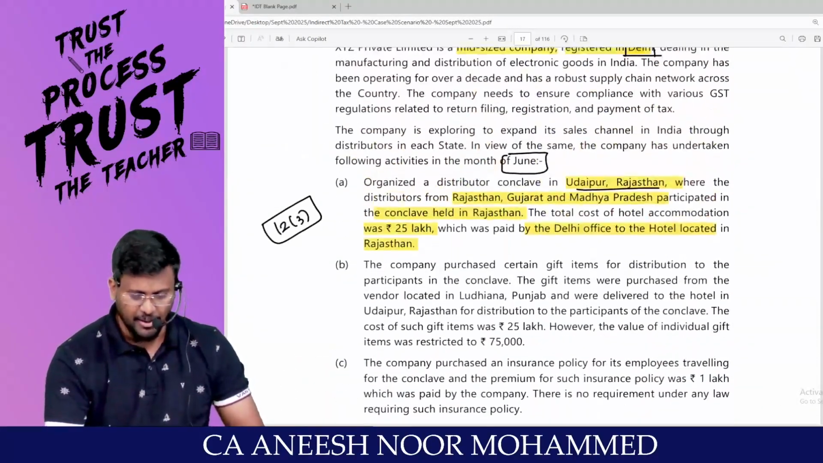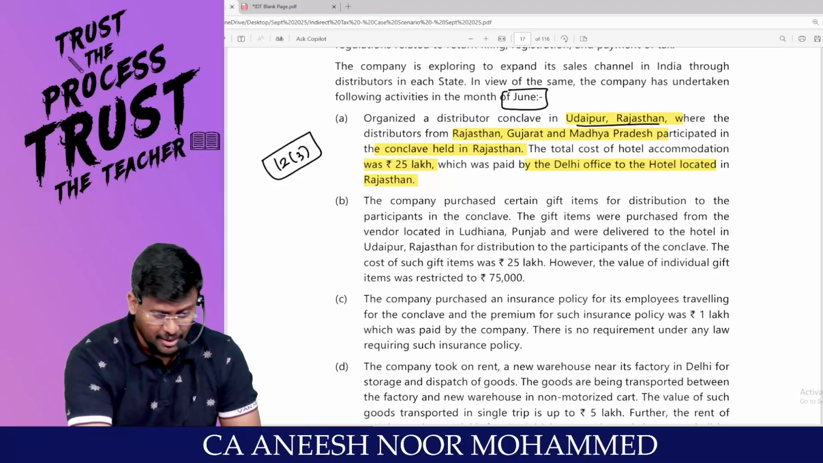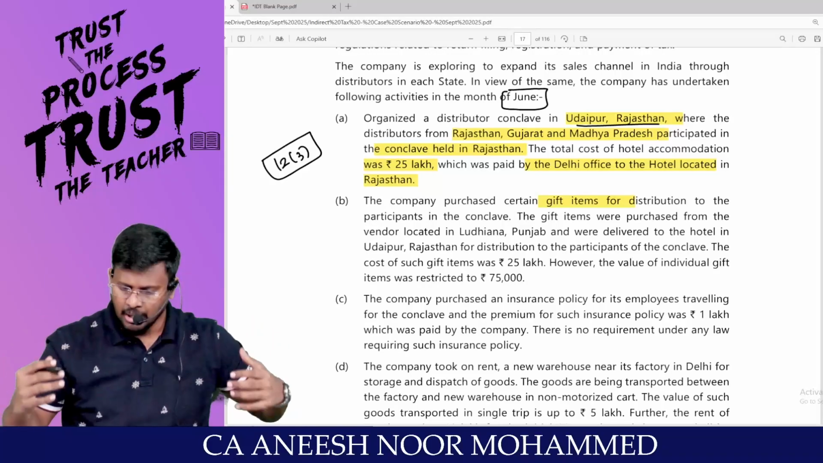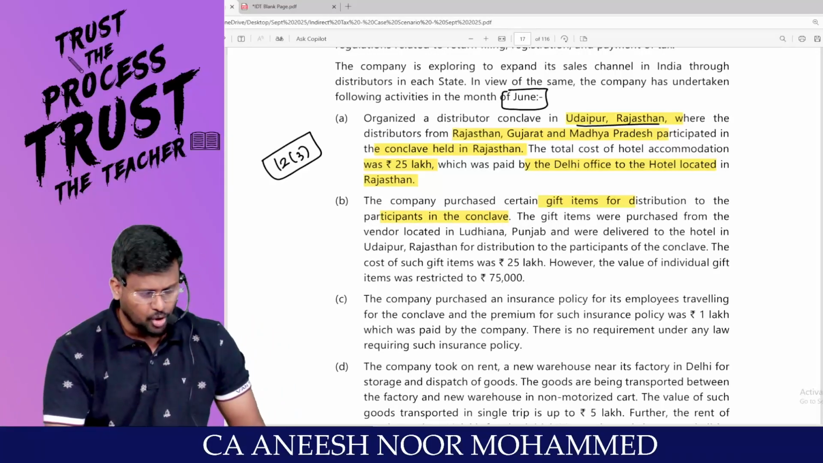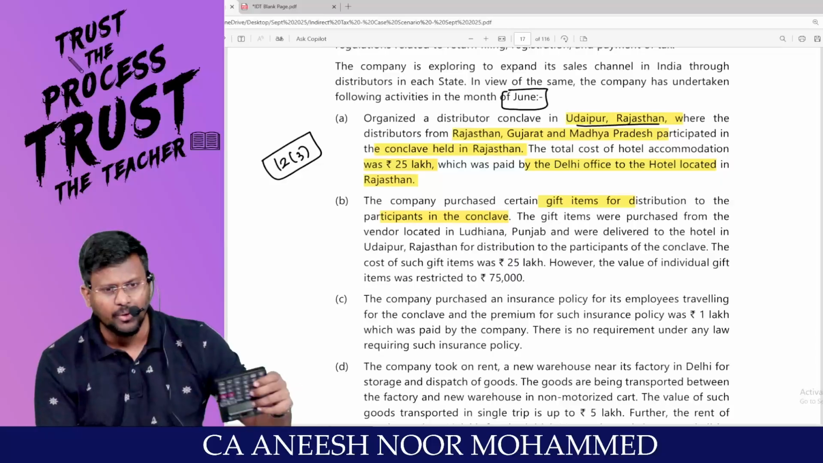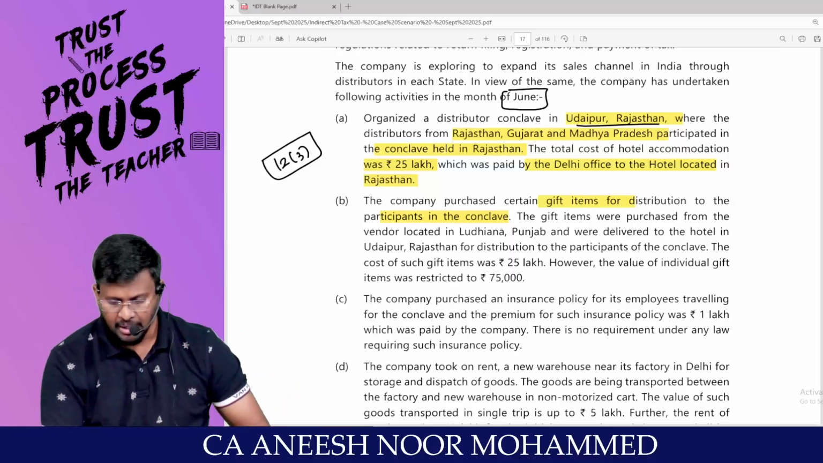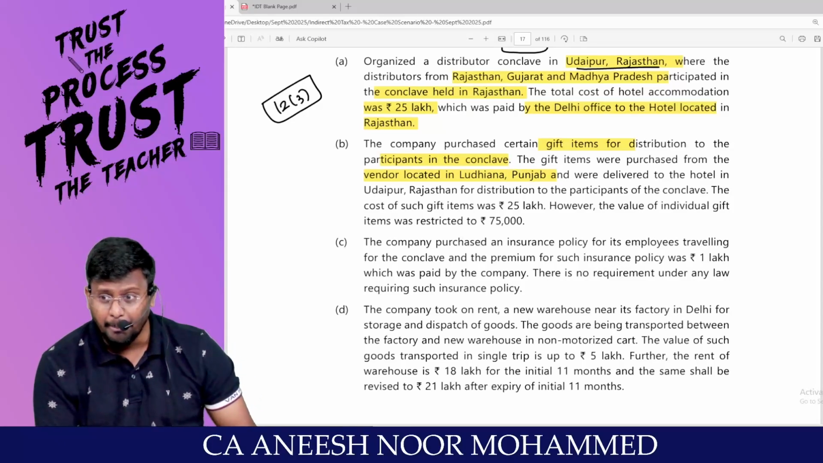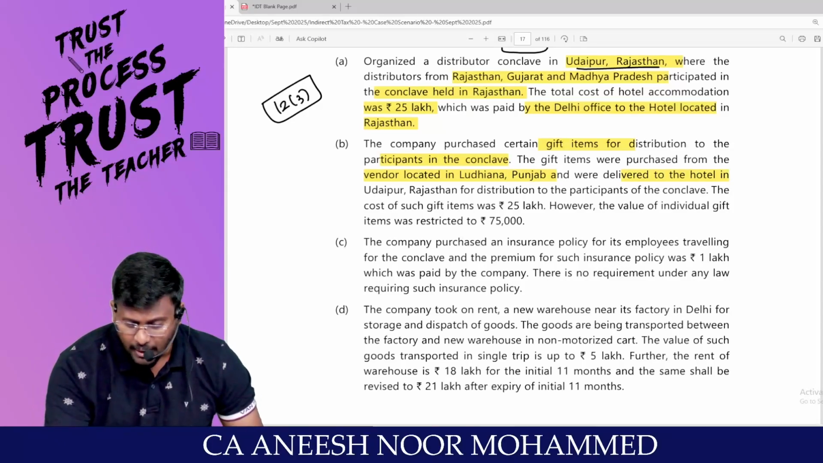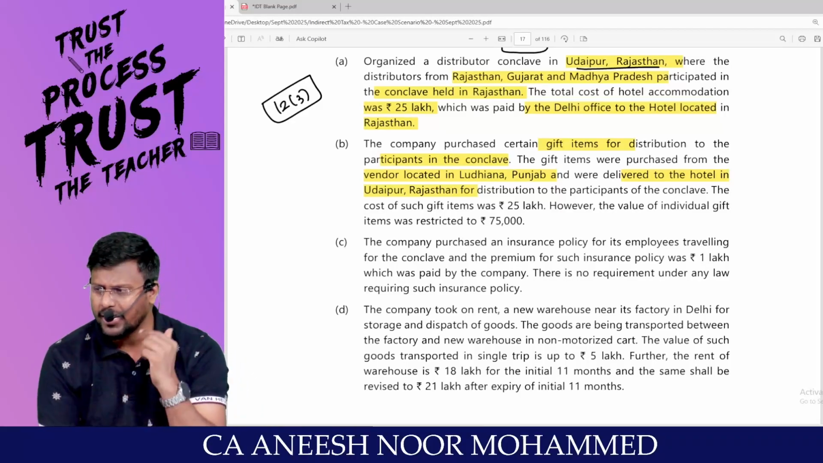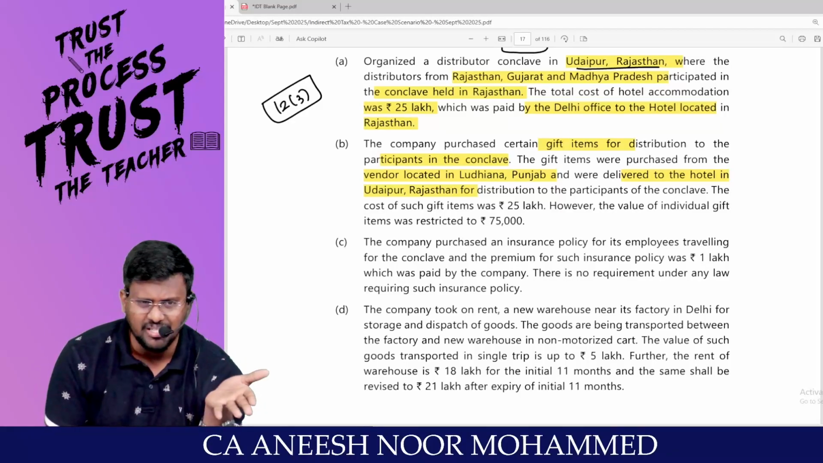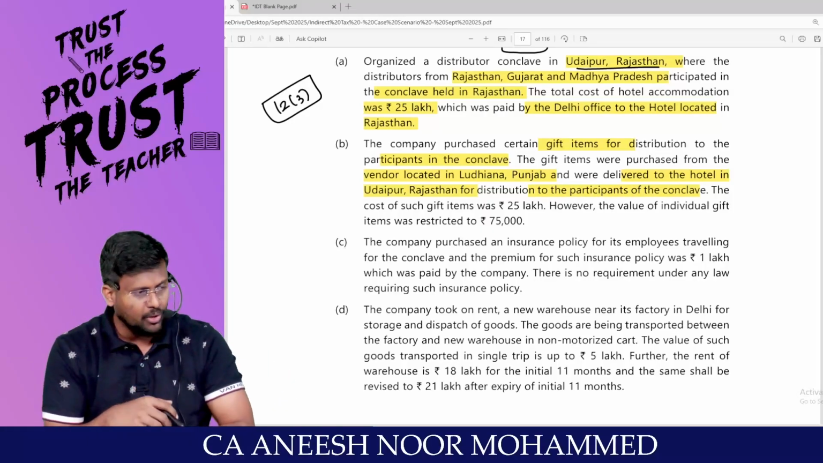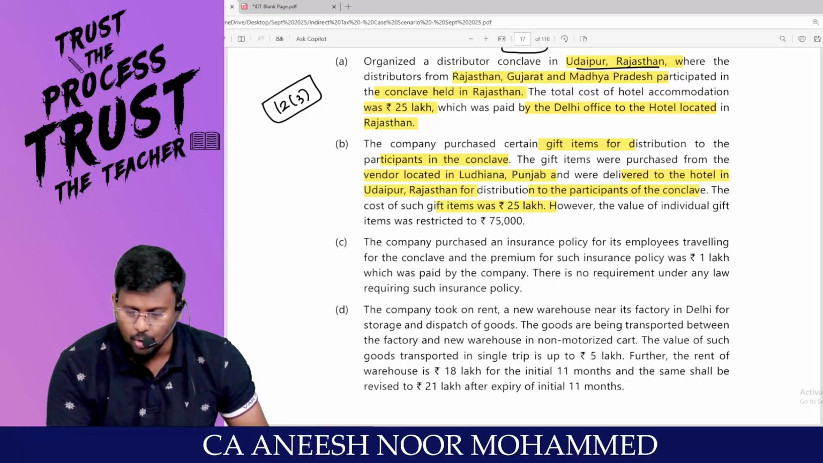Can I continue with the case study? The company purchased a certain item: gift items. Because I called so many people for the meeting, I will give a return gift for distribution to the participants in the conclave. Once you come and participate, when you go back, I will give some gift. The gift items were purchased from a vendor located in Ludhiana, Punjab, and were delivered to the hotel in Udaipur, Rajasthan. Why Udaipur? Because the function is going to happen in Udaipur for distribution to participants of the conclave. Right, sir? The cost of such gifts was how many lakh?